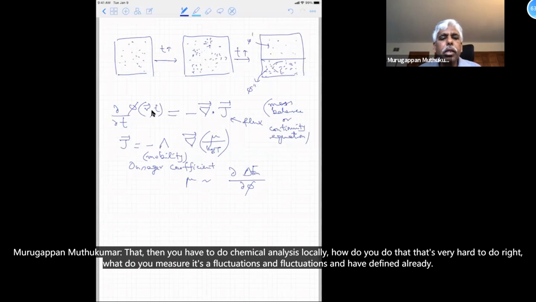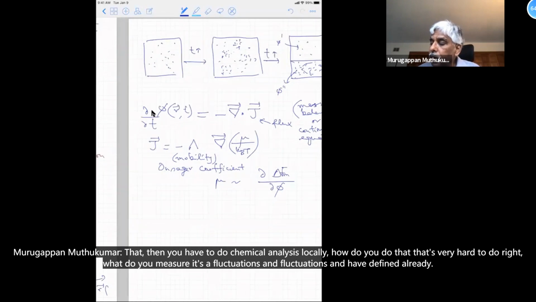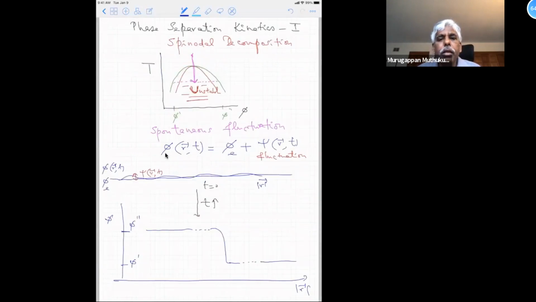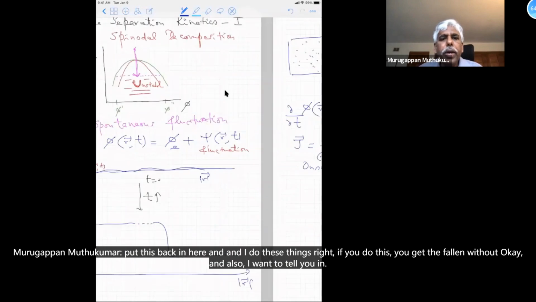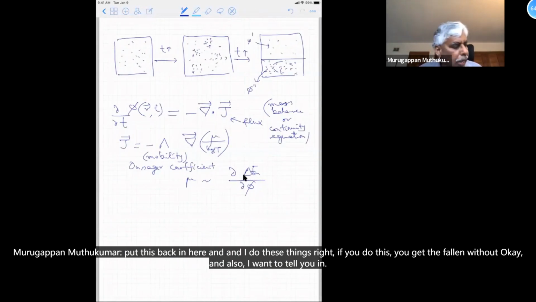Then you have to do chemical analysis locally. How do you do that? That's very hard to do, right? What you measure is the fluctuations. And fluctuations I have defined already. The fluctuation is: phi of r,t is equal to the equilibrium value, which is a constant because you know the composition, plus the fluctuation. I take this equation, put this back in here, and I do these things, right? If you do this, you get the following results, okay?